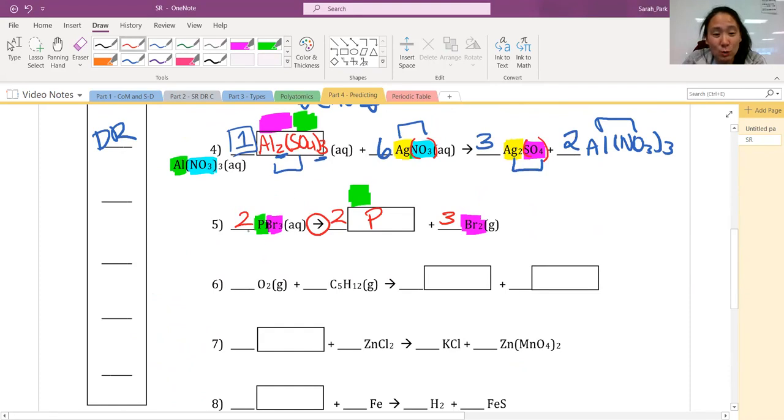You see how you started with one and it broke apart. You started with just one big compound and it broke apart. You know that's decomposition because it broke apart, right?